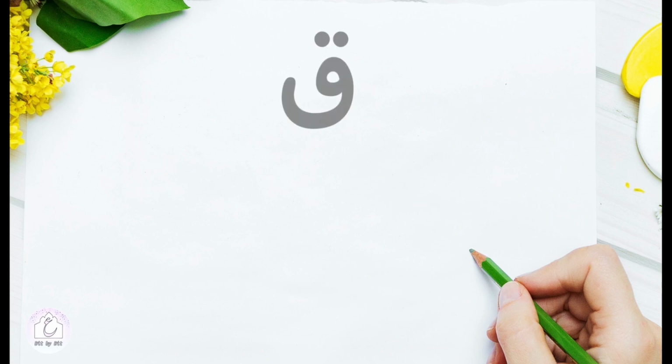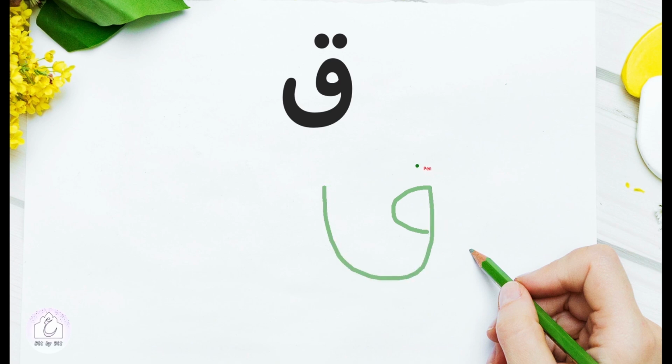In the isolated form, we draw a small semicircle moving clockwise. Then continue into a bigger semicircle and add 2 dots. A small semicircle, then a bigger one, and add the dots. Come on, give it a try, and while drawing, please pronounce the sound. Ko.